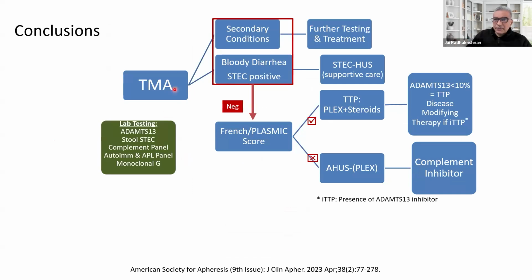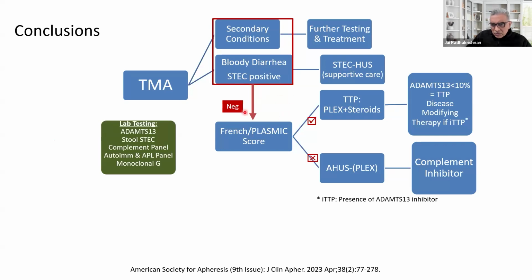You make a diagnosis of TMA. You rule out a secondary condition, or rule it in, and if it's present, specifically treat for this. The only time you would consider eculizumab is perhaps in the setting of a bone marrow transplant and with antiphospholipid-associated CAPS. If you're STEC positive, bloody diarrhea, that's probably HUS, and supportive therapy is all you need. Maybe in the most severely affected patients with neurodysfunction, you could consider PLEX and eculizumab.